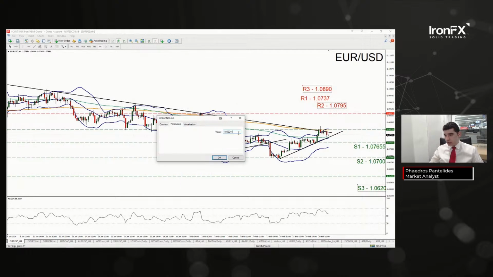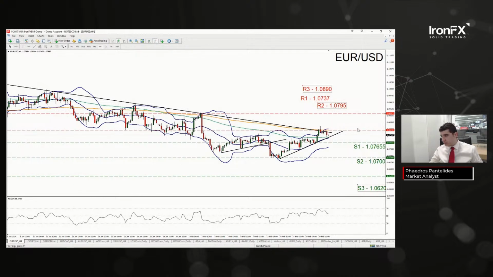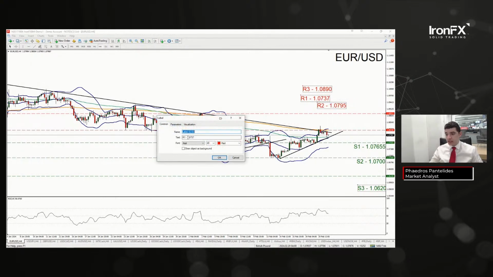For now, however, based on a technical point of view, we have R1 at 1.0820. So let's just change the text labels as well.